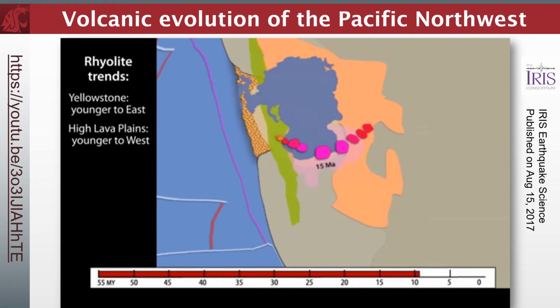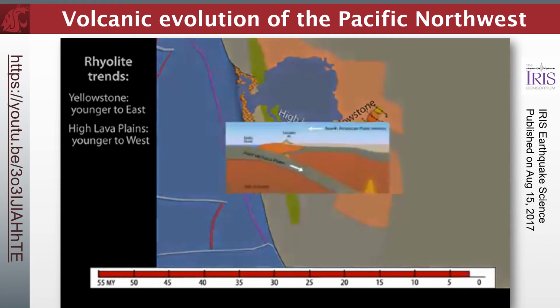While subduction-related volcanism persists in the Cascades Arc, migration of North America across the Yellowstone plume creates a succession of calderas that become younger to the east along the Snake River Plain to reach the Yellowstone caldera.